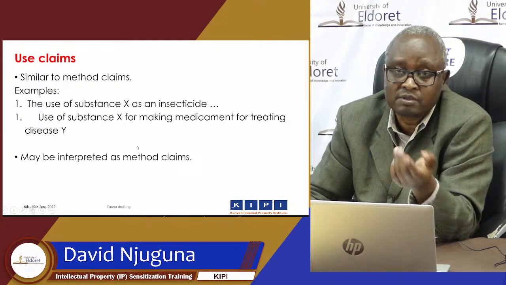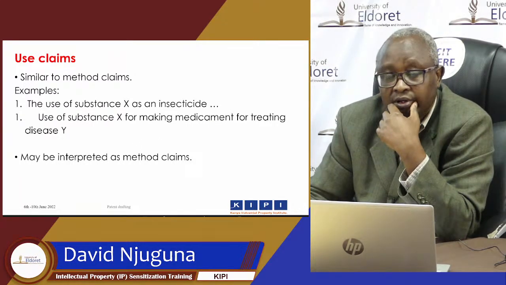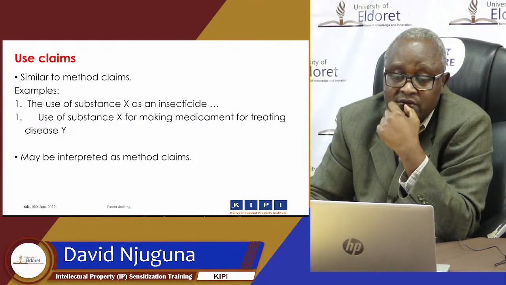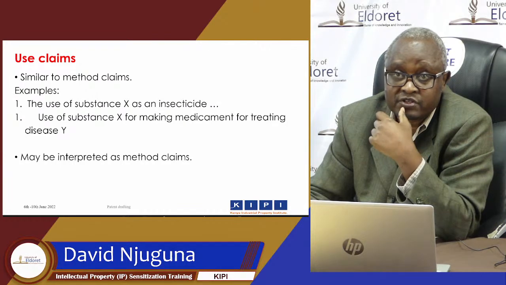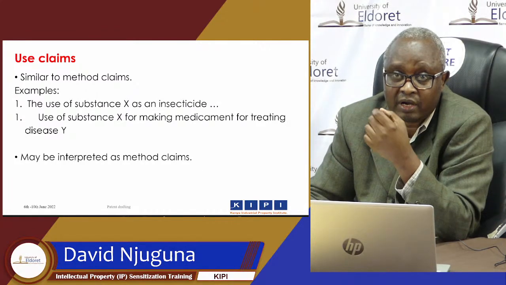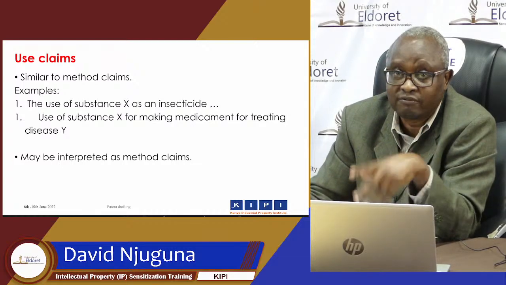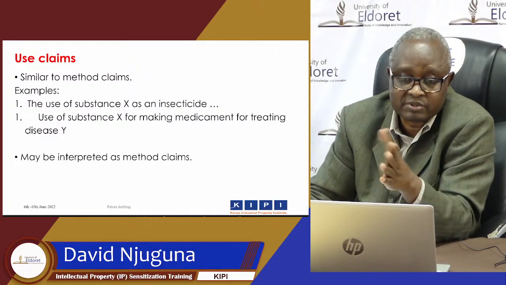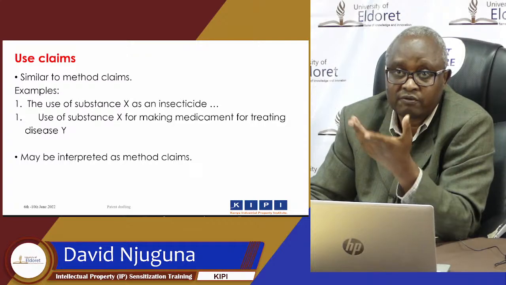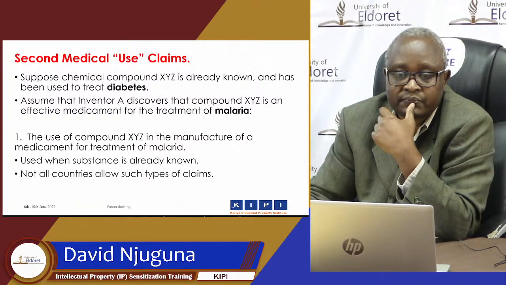Sometimes the claims may be interpreted as method claims, and method claims are not good in certain areas. For example, method of treatment of human beings or animals by surgery or therapy. So those ones you want to avoid. To avoid them, sometimes you use the use claims in order for you to seek to get the protection.